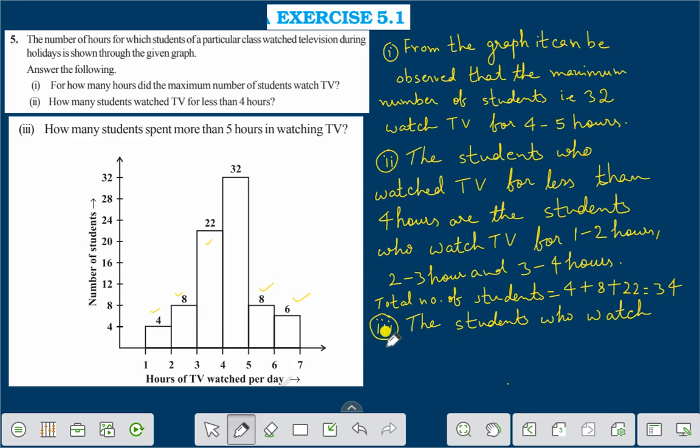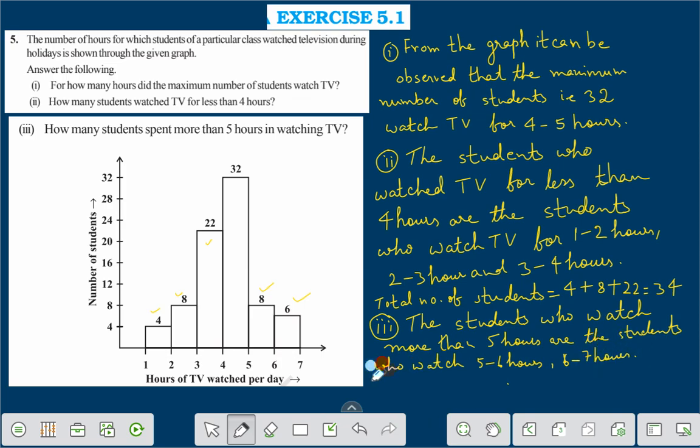who watch more than 5 hours are the students who watch 5 to 6 hours and 6 to 7 hours.